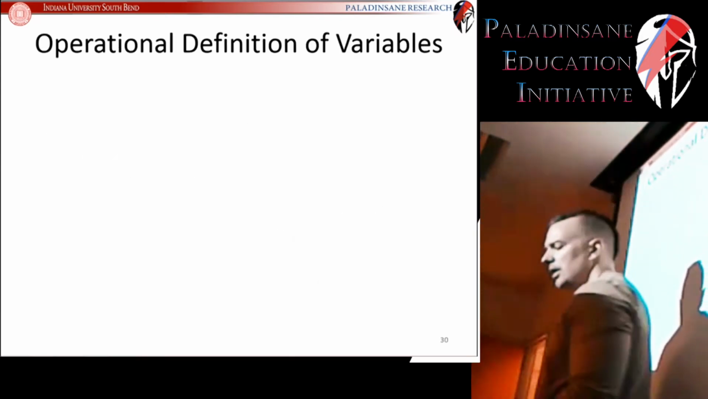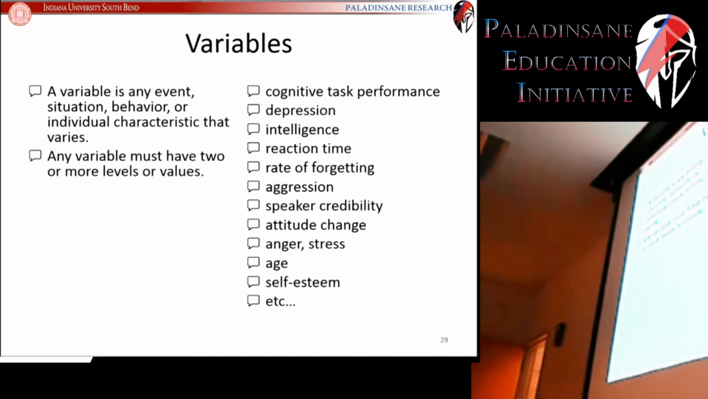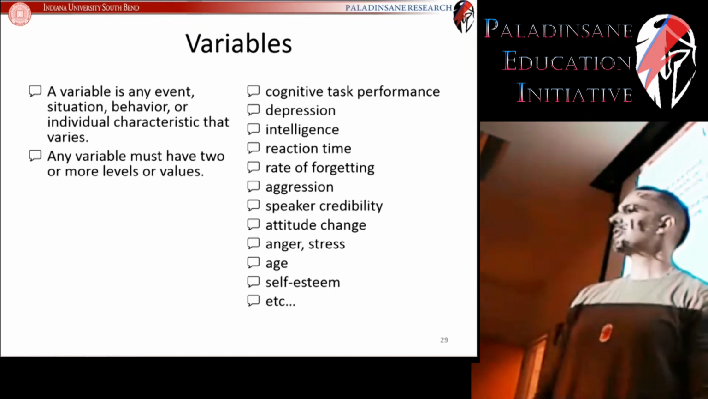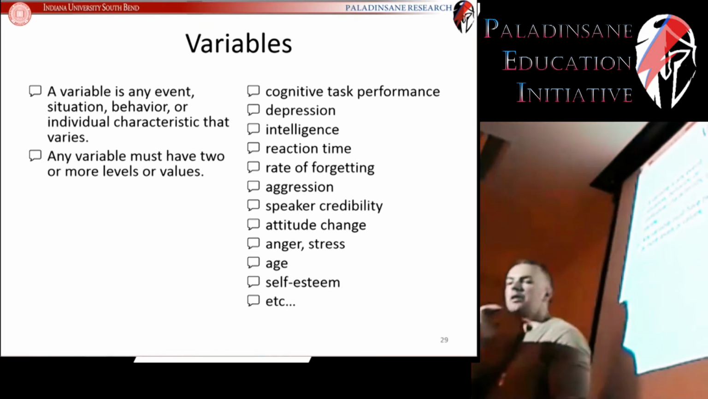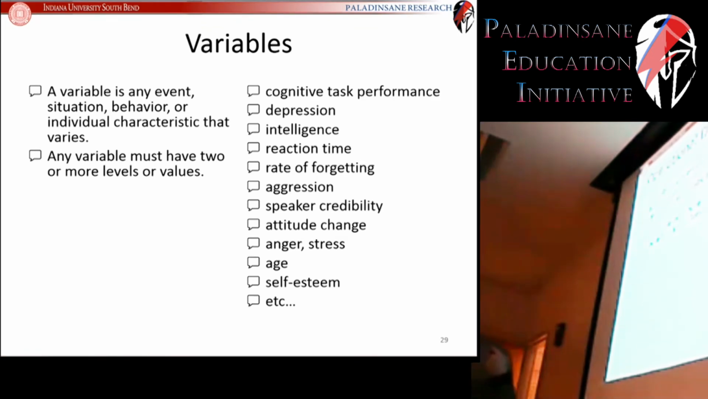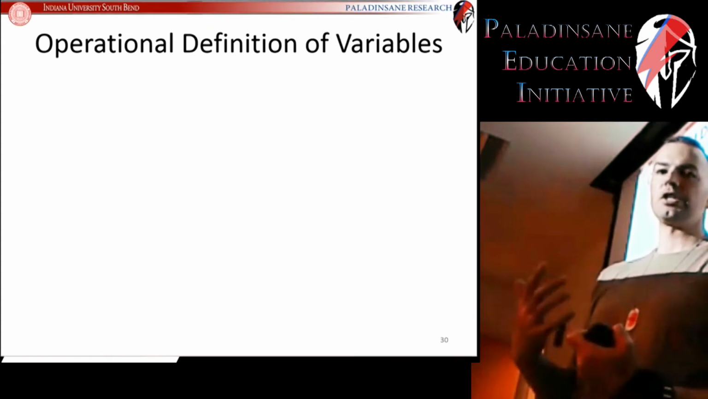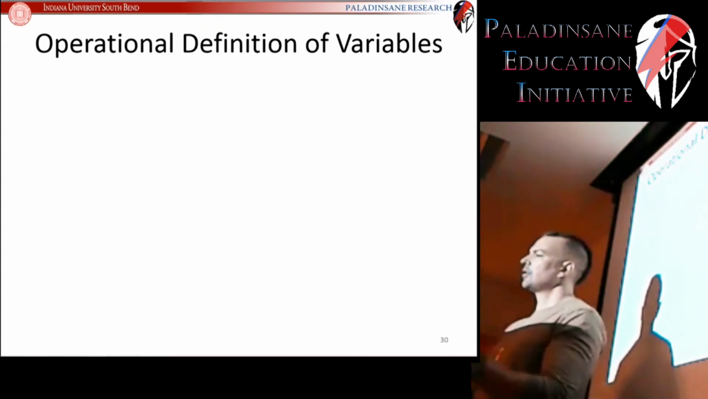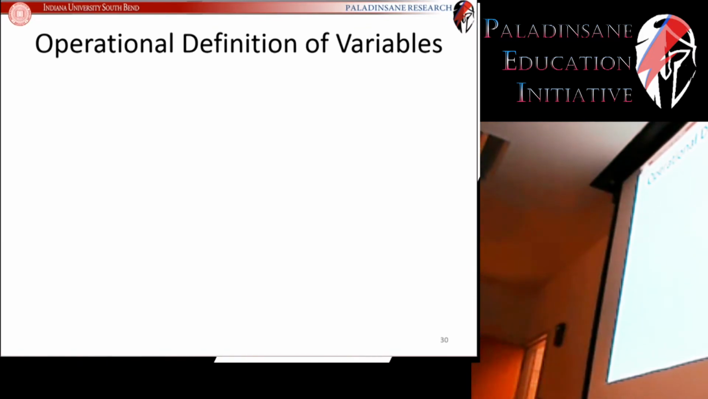Once you have a variable, let's stick with depression here. Let's say you've determined that yes, people differ on depression, and you want to do research on it. One of the first things you need to do is come up with an operational definition of depression. And this is so you can actually do the work. That's one of the big reasons for the operational definition.